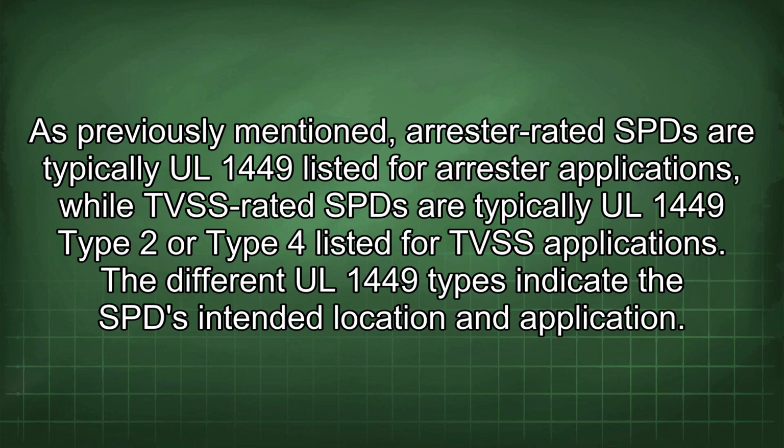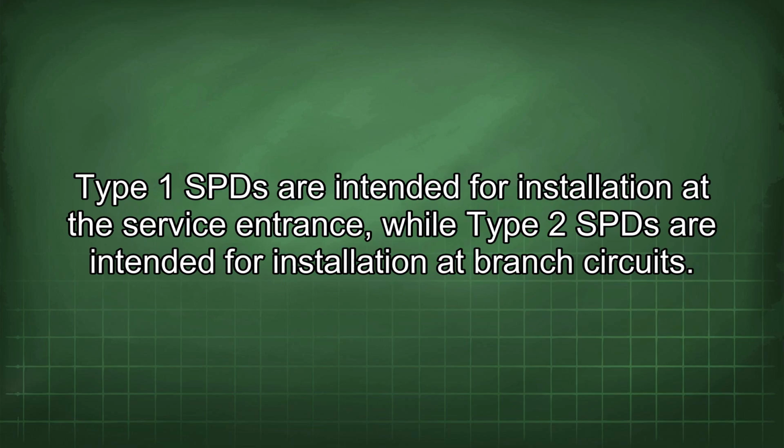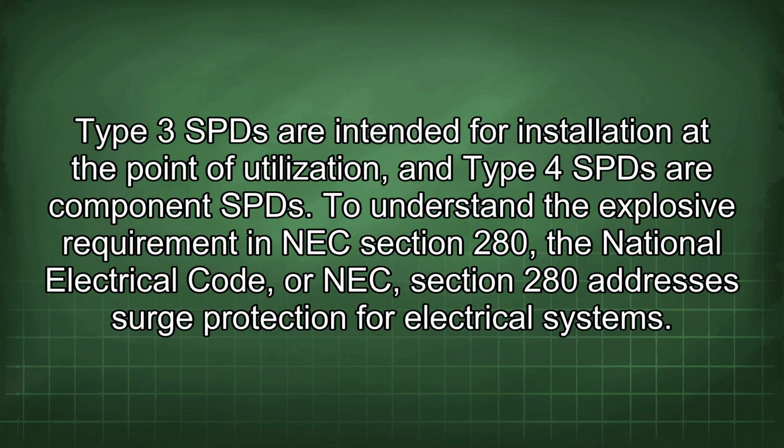As previously mentioned, Arrestor-rated SPD are typically UL 1449 listed for arrestor applications, while TVSS-rated SPD are typically UL 1449 Type 2 or Type 4 listed for TVSS applications. The different UL 1449 types indicate the SPD's intended location and application. Type 1 SPD are intended for installation at the service entrance, while Type 2 SPD are intended for installation at branch circuits. Type 3 SPD are intended for installation at the point of utilization, and Type 4 SPD are component SPD.